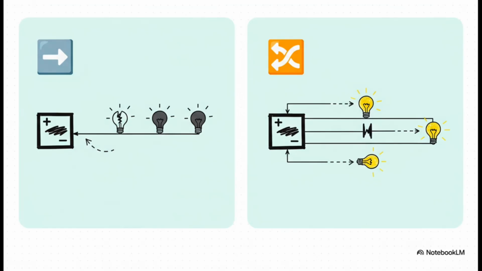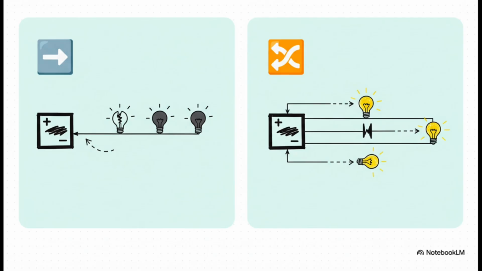In a series topology, you've got one single path for current. That means current is constant everywhere, and your total resistance is just the sum of all the individual resistances. The big drawback, an open anywhere kills the whole circuit. Now, contrast that with a parallel topology. Here you have multiple current paths.